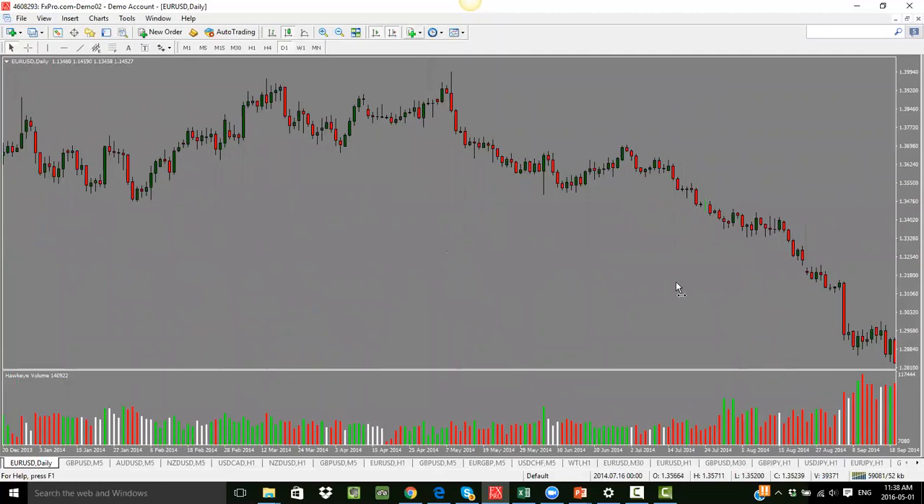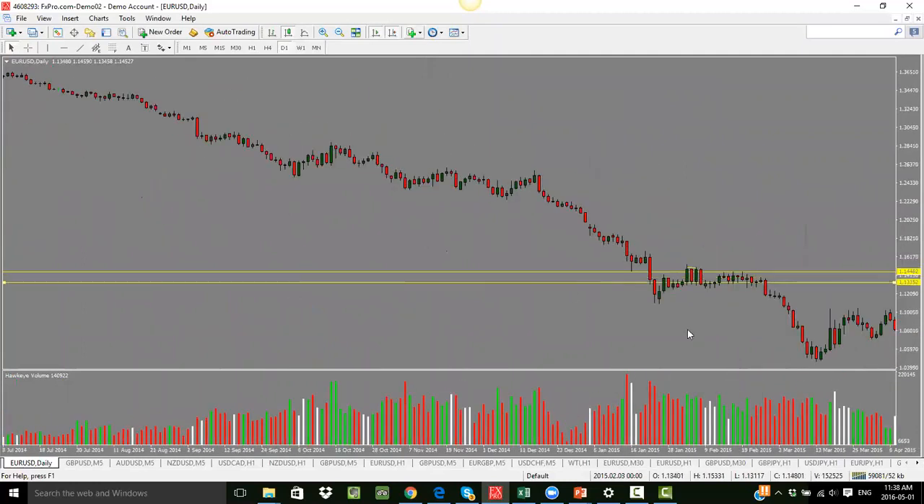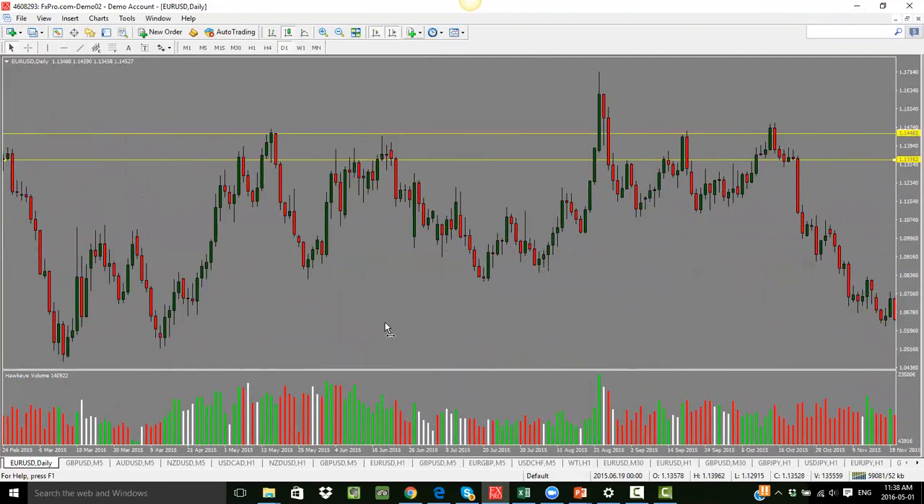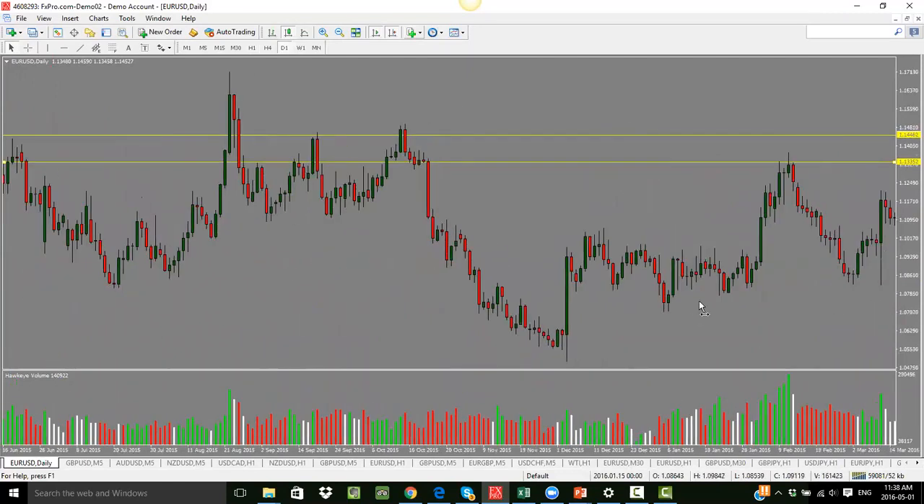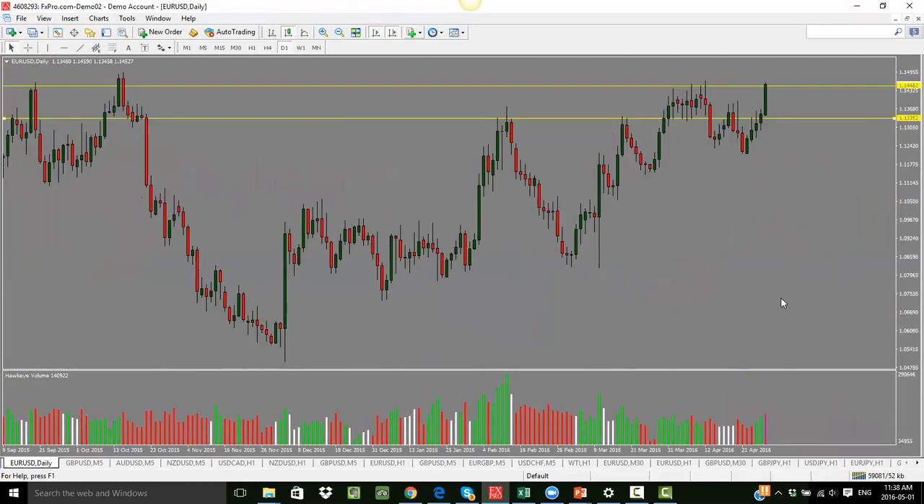Okay, I was trying to find a bullish one on the Euro daily chart here. This one here, but the body's quite big. This one would work. Okay, that was the Euro chart.